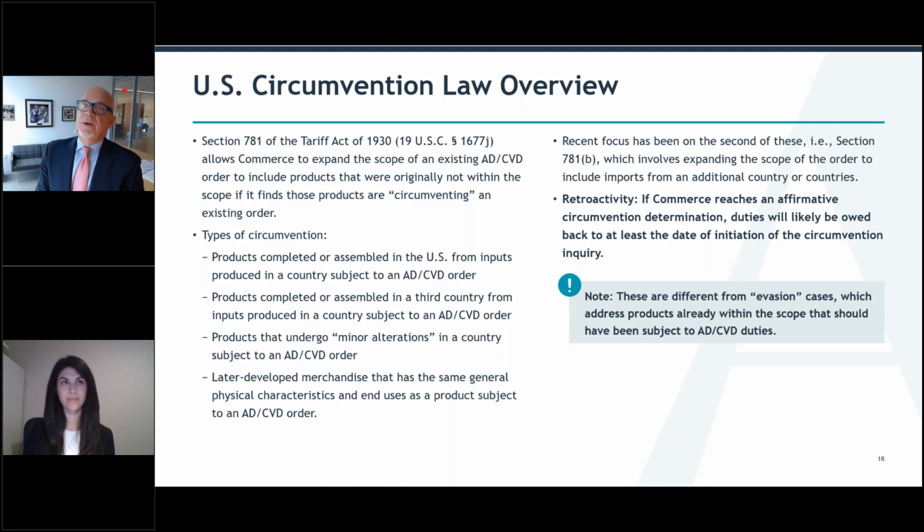Another example where solar cells that were traditionally being produced and sold from China were then being produced and sold from Vietnam, Thailand, Malaysia, and Cambodia, and it was determined that some of those products were in fact circumventing when they were made from products that came from China. So a lot of money is at stake. Again, the retroactivity issue is significant here because you can go backwards and require companies to pay duties back to the date of initiation of the circumvention inquiry.